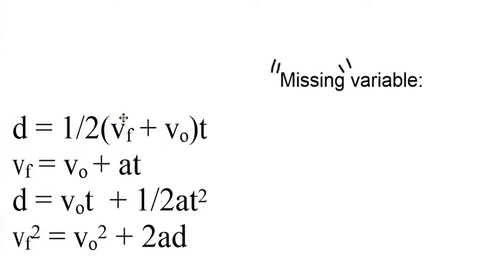So if we look at D equals 1/2 (VF plus V0) T, we can see that this is missing acceleration. If we are given a problem and we are asked to relate the displacement, the velocities, and time, and we're not given the acceleration, we know to use this particular equation. If we look at the next one, VF is equal to V0 plus AT, this one is missing displacement. For D equals V0 T plus 1/2 AT squared, we don't have our final velocity. And for the last equation, VF squared equals V0 squared plus 2AD, we are not given time. This is going to be the easiest way to figure out which equation to use, or which equations to use, depending on what the problem asks you to find.